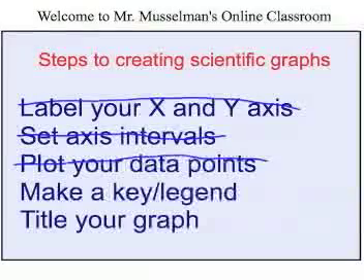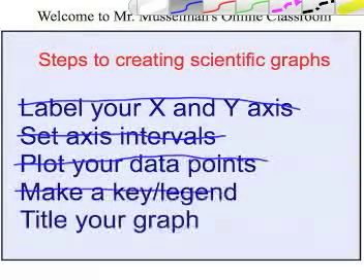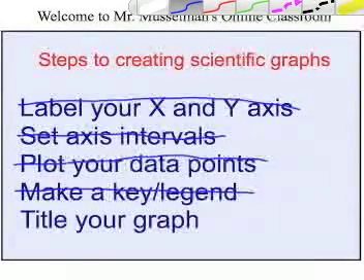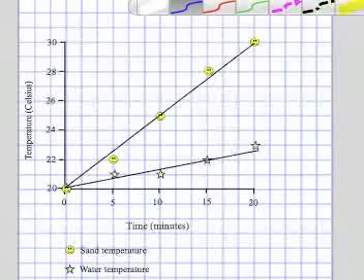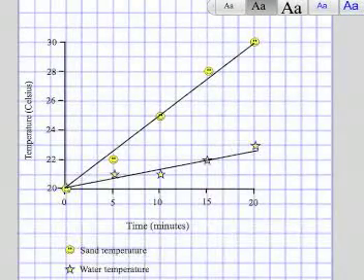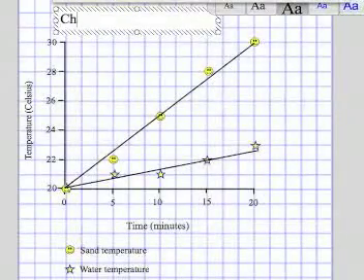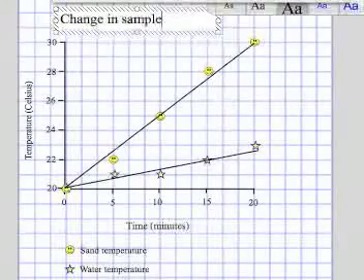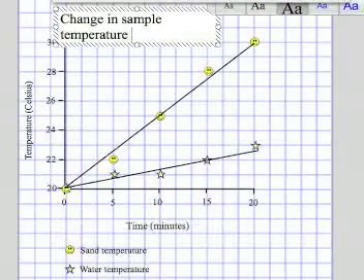We've got one more thing on the list, titling our graph. This can be the easiest part of making a graph if you're thoughtful about it. Because generally when we label scientific graphs, we simply are telling our reader exactly what it is that they're looking at. In this case, it's pretty clear. We're looking at the change in sample temperature over time.